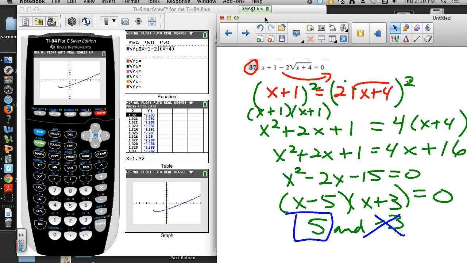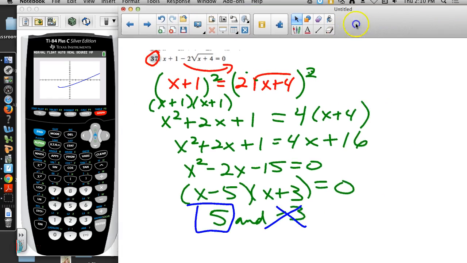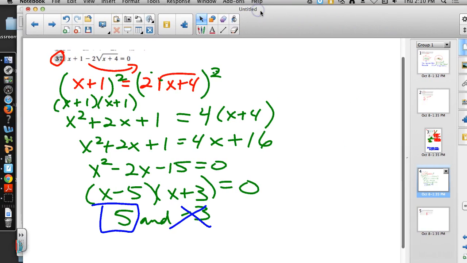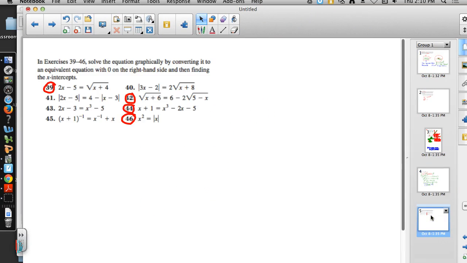are going to work. So let's see, we have a couple more of these where we are solving them algebraically and verifying them graphically. Number 39, solve it graphically by converting it to an equivalent equation with 0 on the right-hand side and then find the x-intercepts. So they want us to do these totally relying on the graphing calculator.